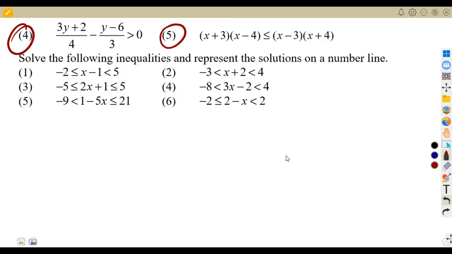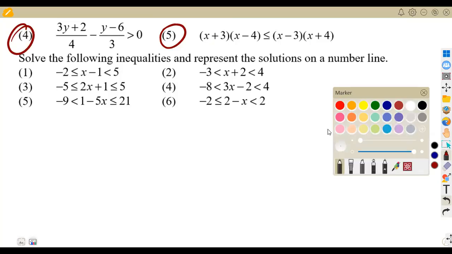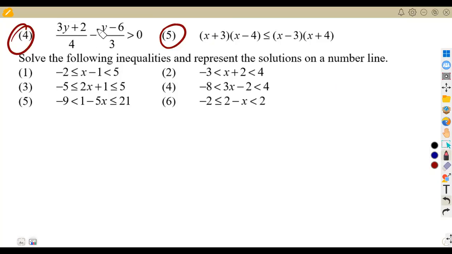All right, so I'm just going to try question number 4 with you there. Don't be scared also on this one. Let's see together. We are given on question number 4: 3y plus 2 over 4, minus y minus 6 over 3, is greater than 0. This is what you're given.